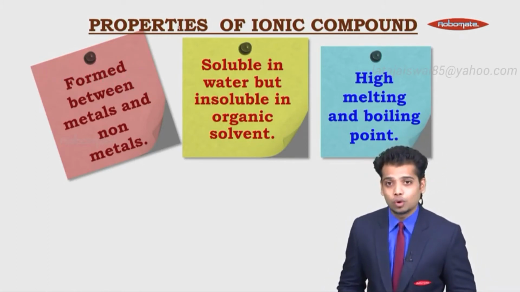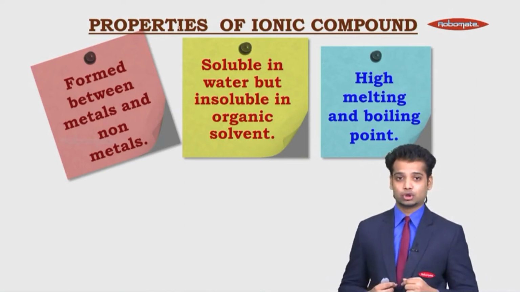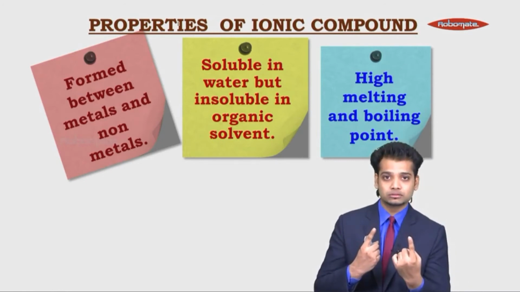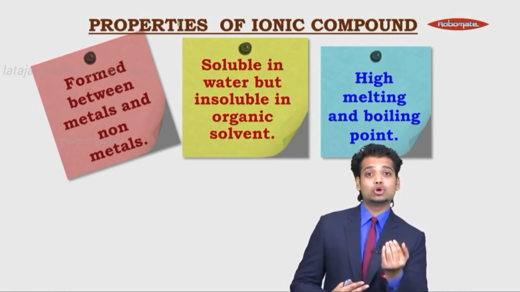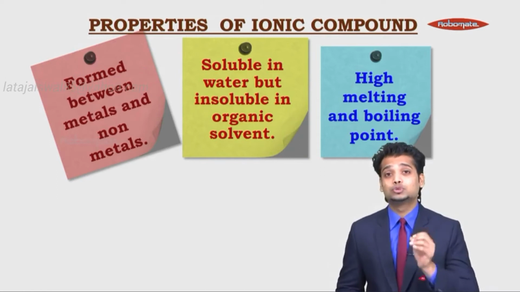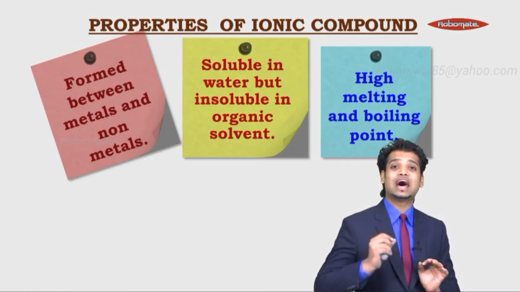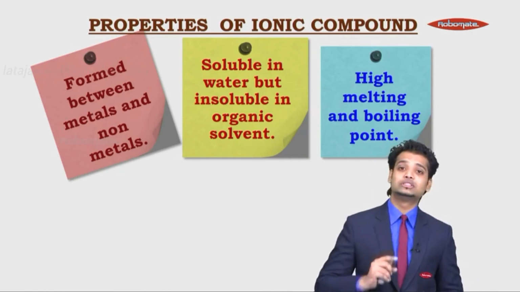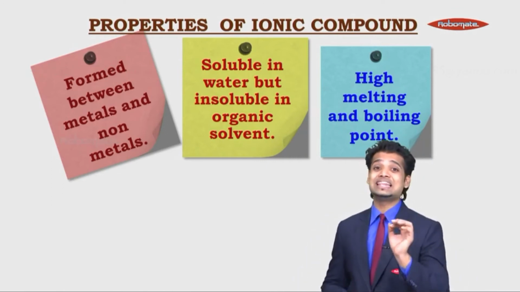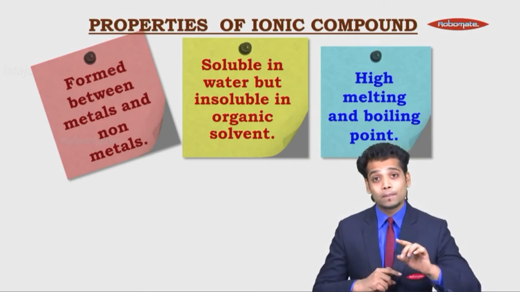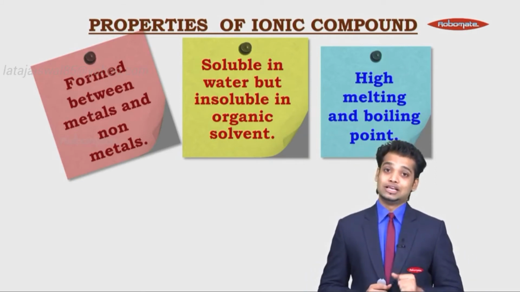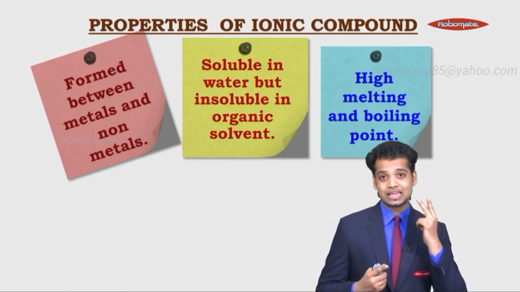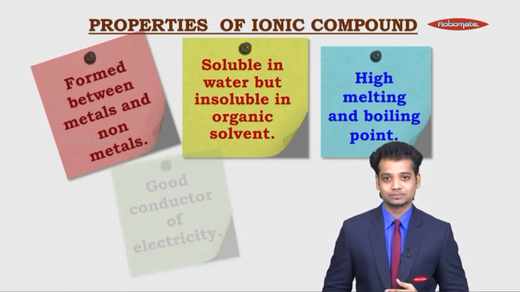It is soluble in water but insoluble in organic solvents. The reason is that like dissolves like. Ionic compounds can be soluble in water but not in organic solvents. Why? Because organic solvents are covalent compounds, meaning they are formed by sharing of electrons, and these ionic compounds, that is NaCl, are formed by give and take of electrons. So they are not going to be soluble in organic solvents like kerosene or alcohols.